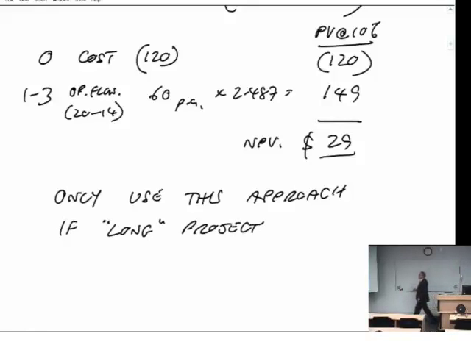And in the exam, he doesn't play games. In the exam, a long project is either 10 or 15 years. He doesn't play silly games like here's an 8-year one, you know. It's either obviously a short one. That's usually the case. If it is a long one, fine. All right?